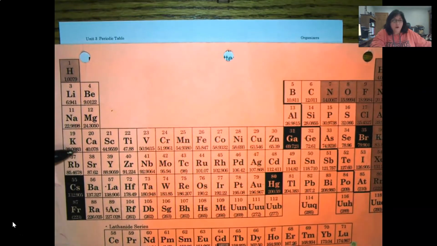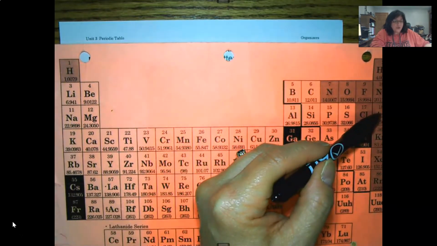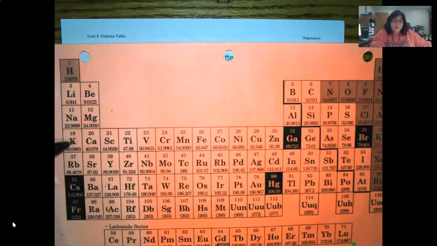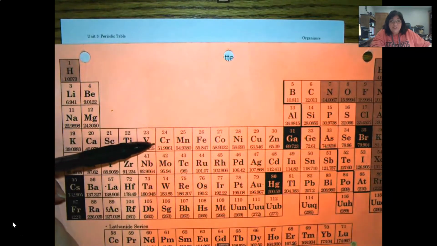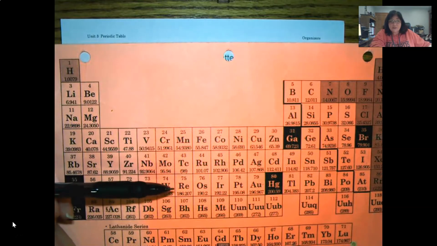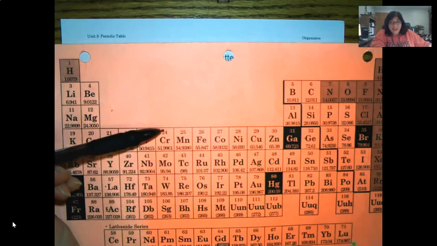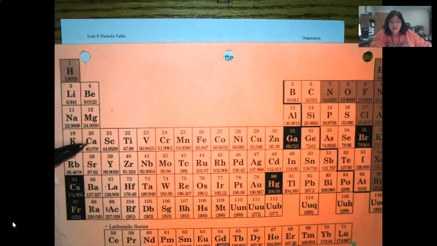If I go to row 4, I finished 3p. I don't go to 3d next. I go to 4s. So for potassium and calcium, the valence shell is now the 4th principal energy level. And then once I get to these electrons in the 3d block, think about the definition of a valence shell: the highest principal energy level. 3 is not the highest anymore. 4 is still the highest.